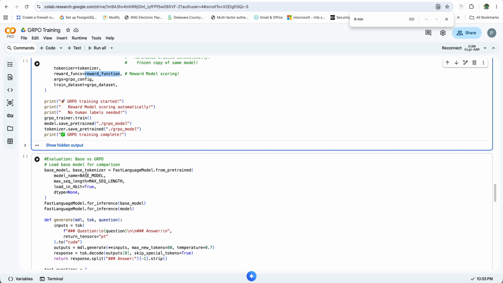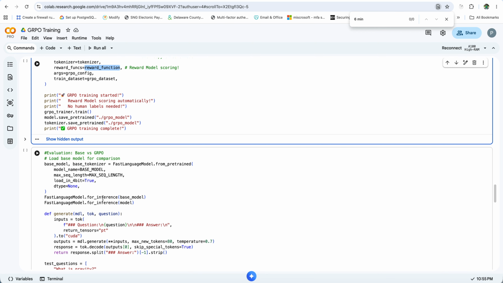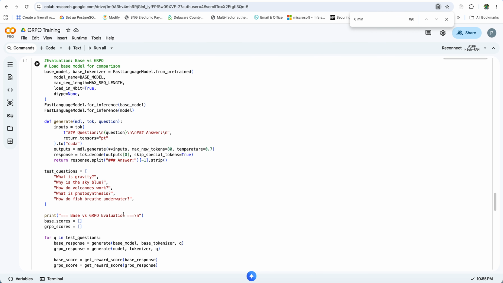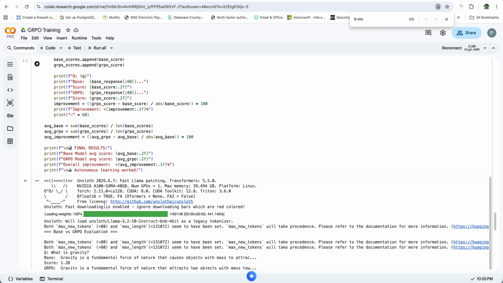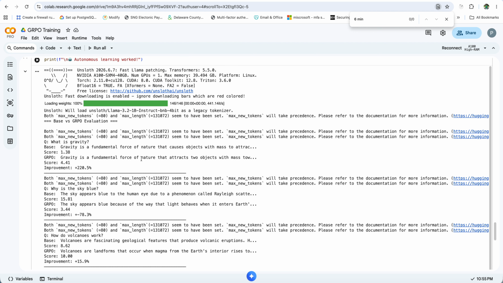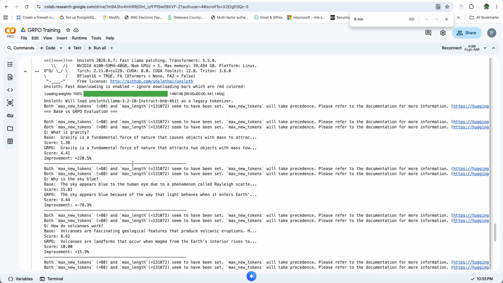The next thing is base versus evaluation. What I did is compare the base model and the GRPO model on some questions, like what is gravity, what is sky, why is the sky blue, how do fish breathe underwater. Now notice that the prompts in the GRPO dataset were straightforward questions. There was no answer. So all the answers are generated autonomously using the reward model.